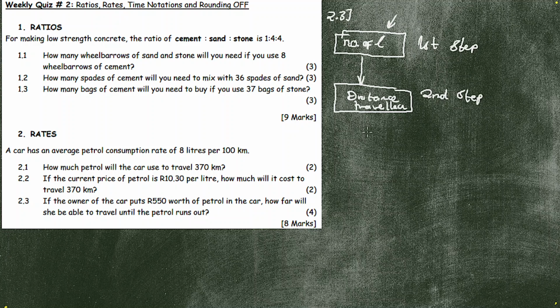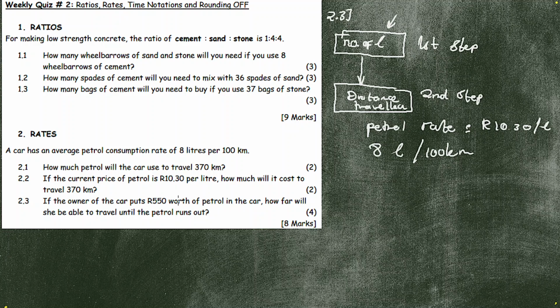We are given two rates here, right? We are given the petrol rate, which is 10 rand 80 per liter. We can use this to calculate the number of liters. Then the second rate, which is 8 liters per 100 kilometers, right? So this rate we can now use to find the distance traveled. So I'm given an amount of money, and the question is, how far will she be able to travel until the petrol does what?